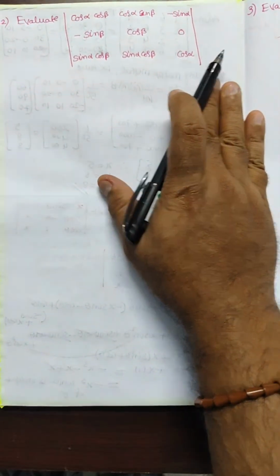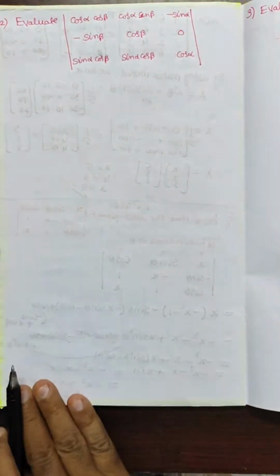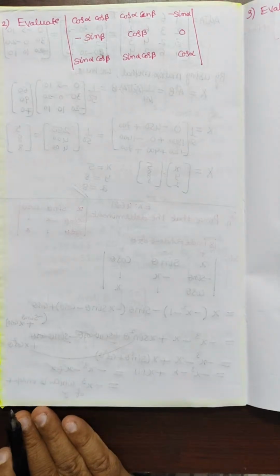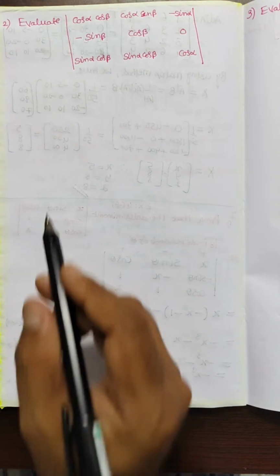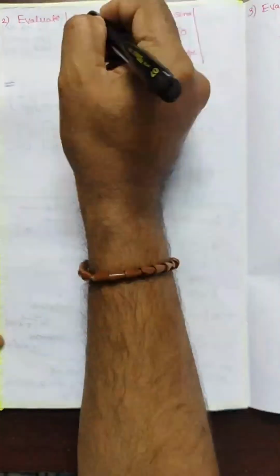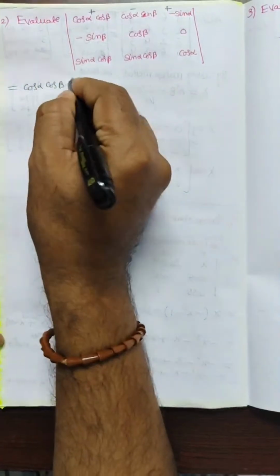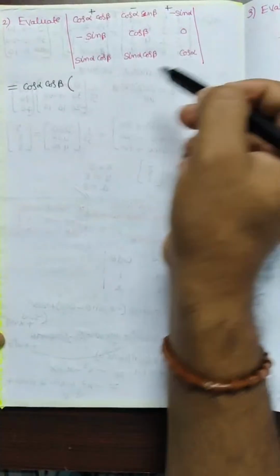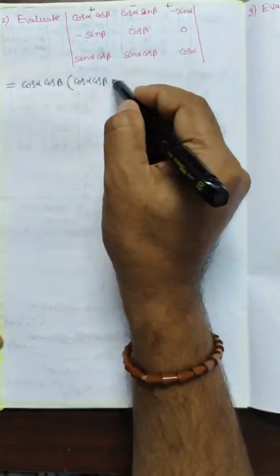Let us discuss this question. Next question. Evaluate the determinant: cos alpha cos beta, cos alpha sin beta, minus sin alpha. Just normally you can expand, dear students, and you will get the answer. So expanding, we know how to expand: plus, minus, plus. So cos alpha cos beta into cos alpha cos beta minus 0.